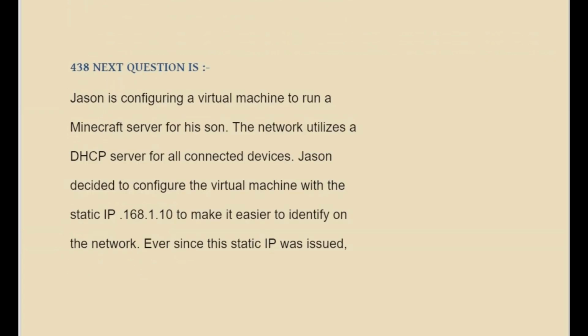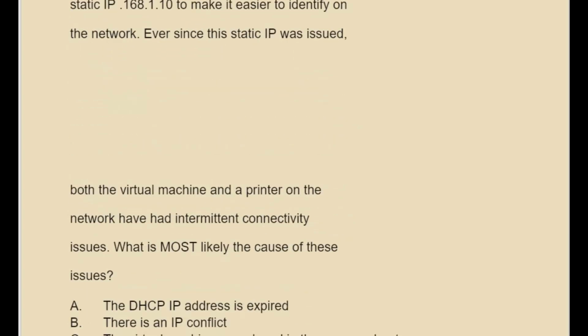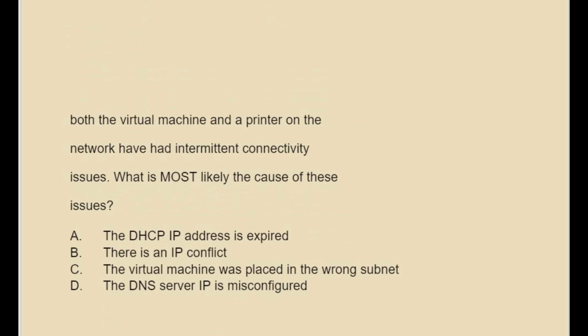Question is, Jason is configuring a virtual machine to run a Minecraft server for his son. The network utilizes a DHCP server for all connected devices. Jason decided to configure the virtual machine with the static IP of 168.1.10 to make it easier to identify on the network. Ever since this static IP was issued, both the virtual machine and a printer on the network have had intermittent connectivity issues. What is the most likely the cause of these issues?